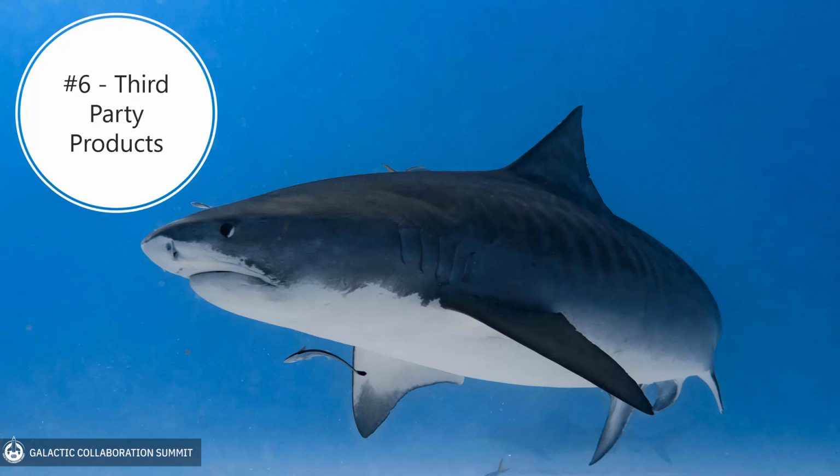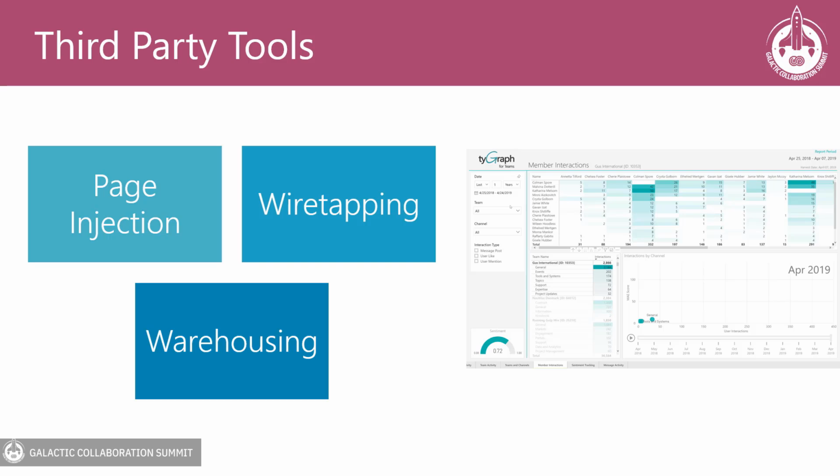And that finally brings us to third-party products. You can do all of this stuff yourself, or you can go out and buy something off the shelf that gives you analytics around Microsoft 365. And there's really three approaches to doing this sort of thing. The first one is the classic Google Analytics style approach, which is page injection. Put some JavaScript on a SharePoint master page, essentially, or in a web part, and have it call home every time the user opens the page.